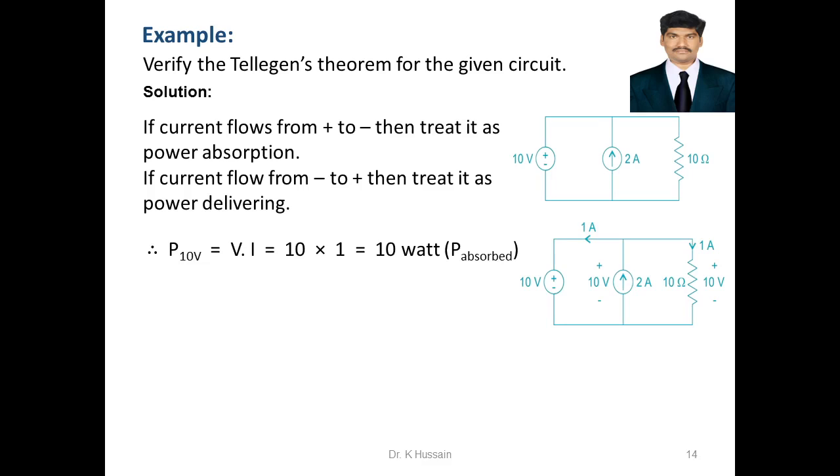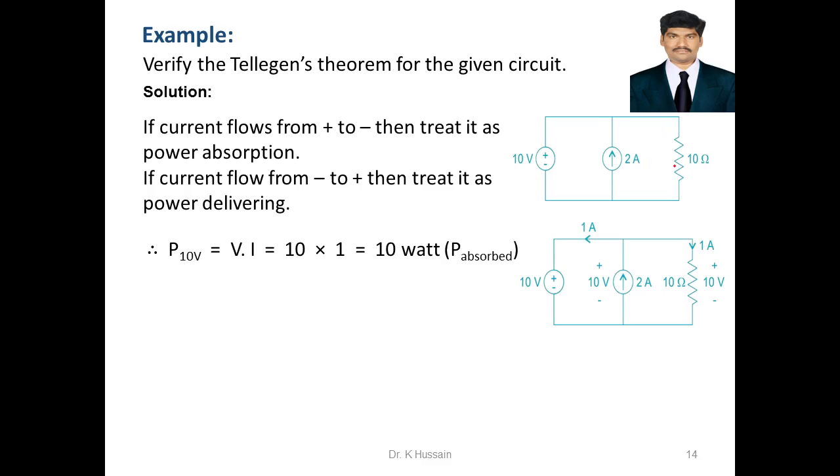The voltage source is given as 10 volts. This is the 10 volts. This is the current, the 2 amps current. Now this one is 10 ohms. How much current is flowing? These are the two parallel branches. You can find it out and just multiply. It is not like that.